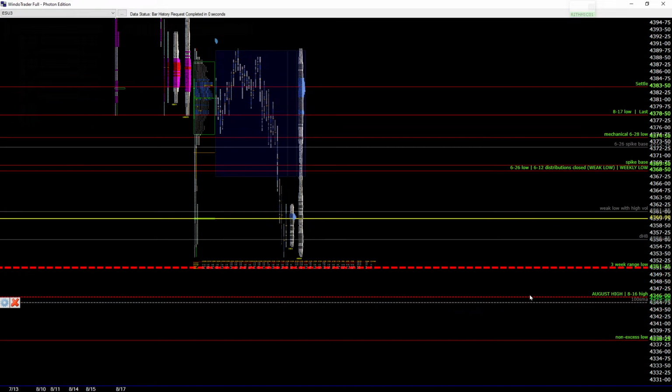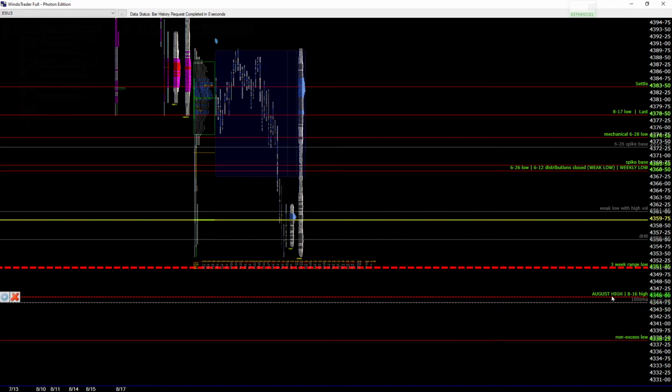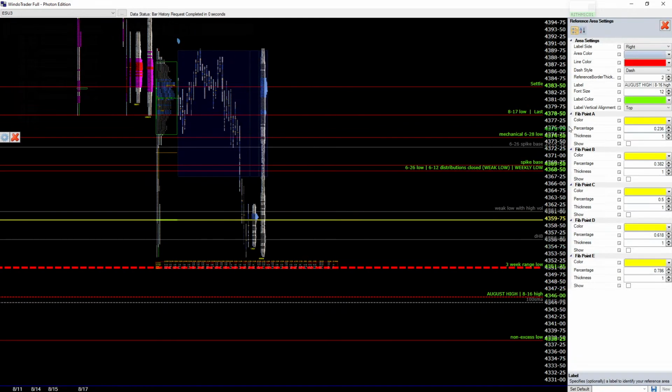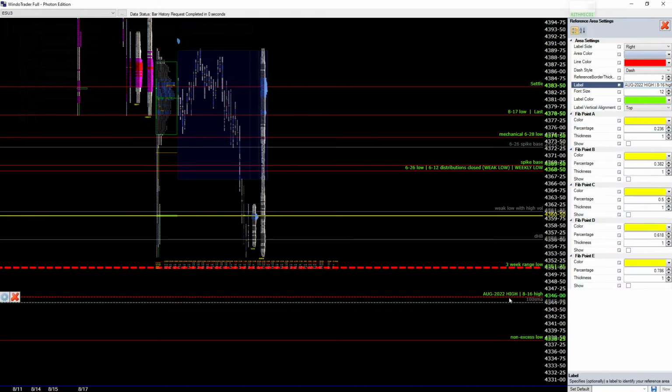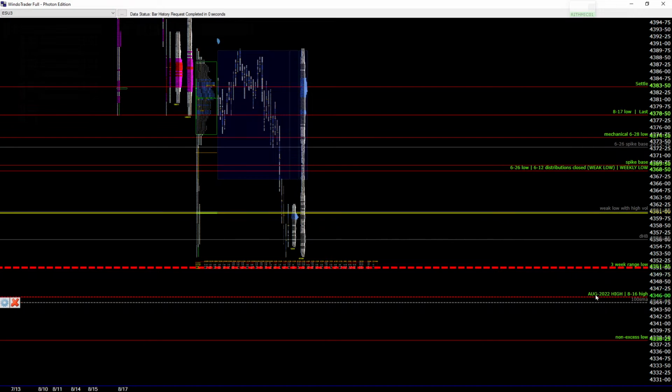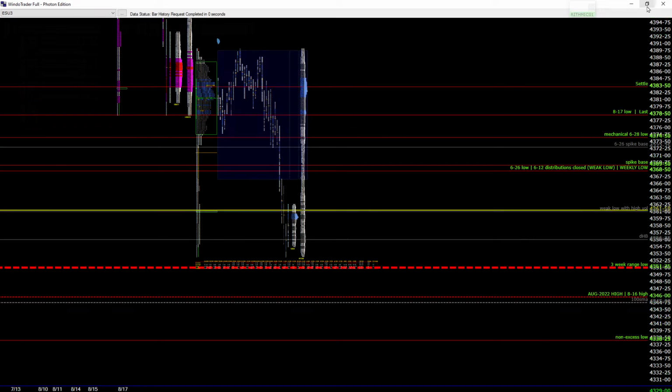The high, the breakout, when the market was going to the upside, is this August high, the August 2022 high. This was a breakout, so it's relevant to me. I guess the most important thing is not this level but the 100. But you can use both, any of those.